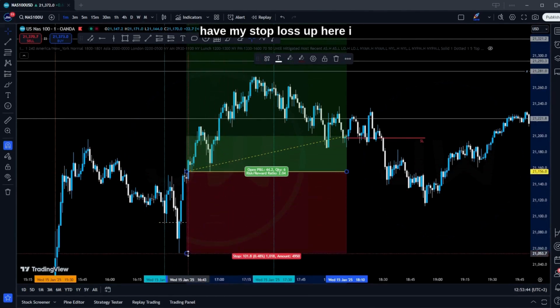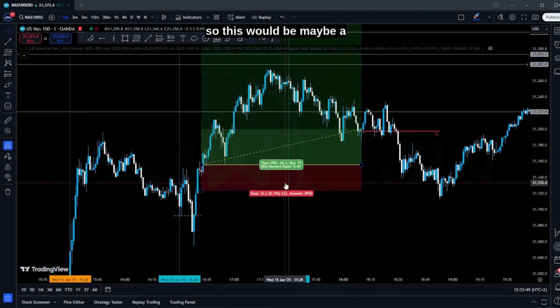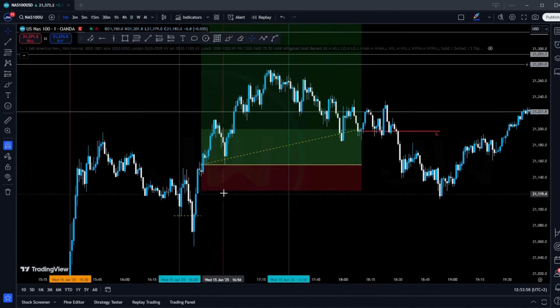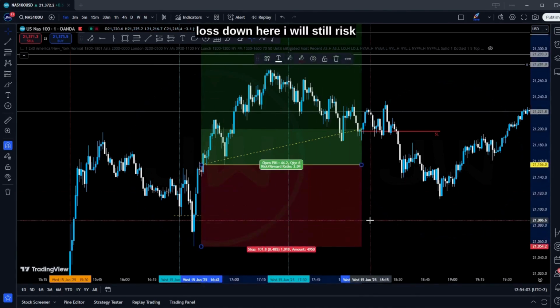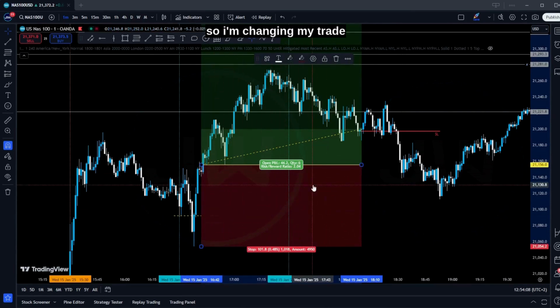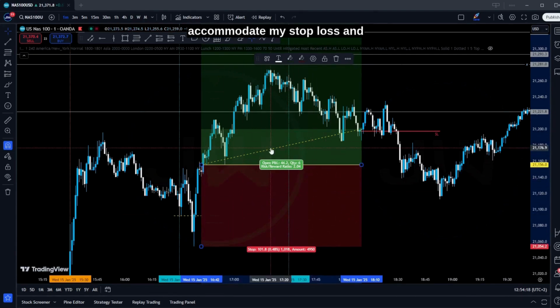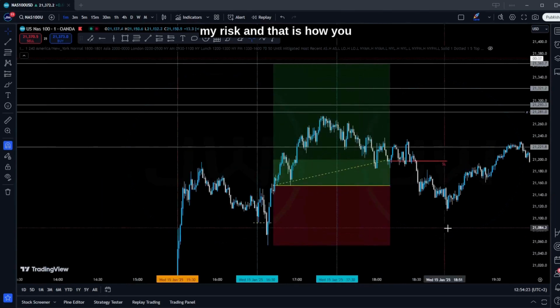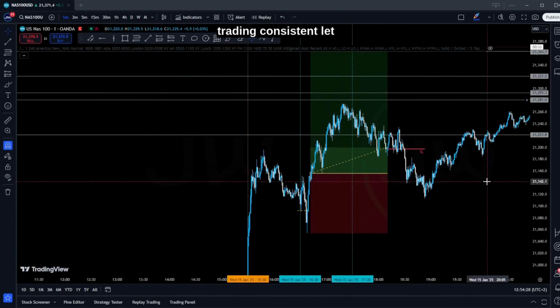Okay, so if I had my stop loss up here, I would risk my usual 1%. So this would be maybe a 5-lot trade. But if I had my stop loss down here, I will still risk 1% but have a 1-lot trade. So I'm changing my trade size to accommodate my stop loss and my risk. And that is how you manage your risk and keep your trading consistent.